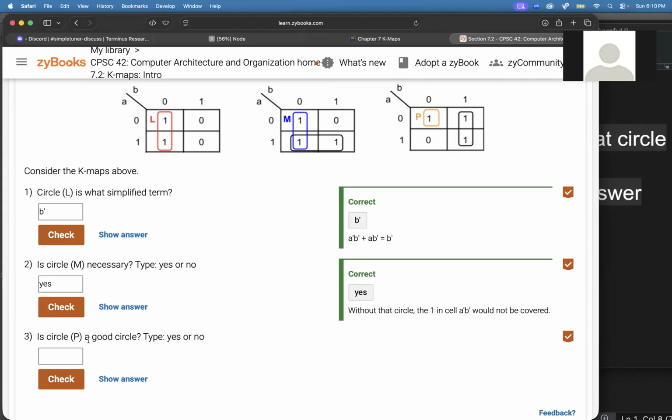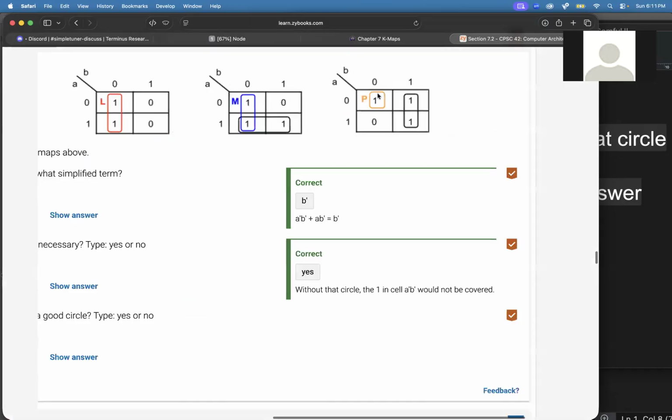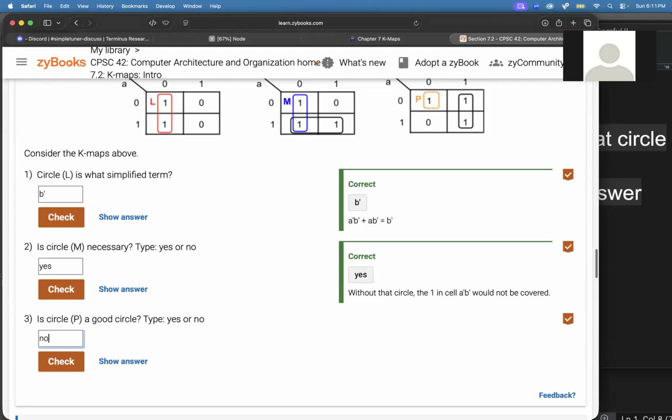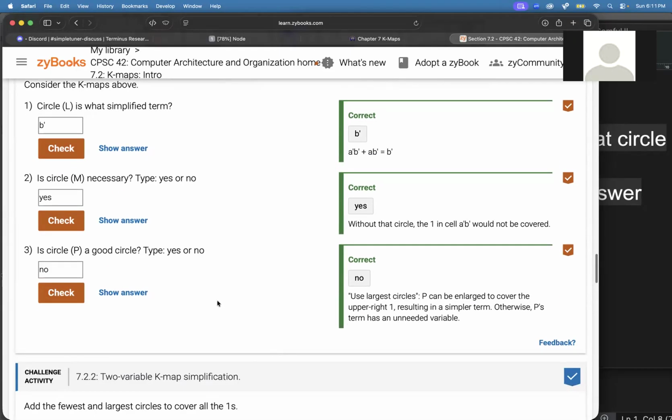Is circle P a good circle? You want the circles to be as big as possible, so you wouldn't want this circle. You would want to make P bigger and circle both of these together. Circle the entire top row together. All right. So use largest circles. Okay.